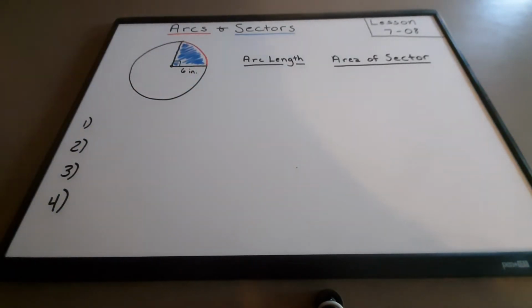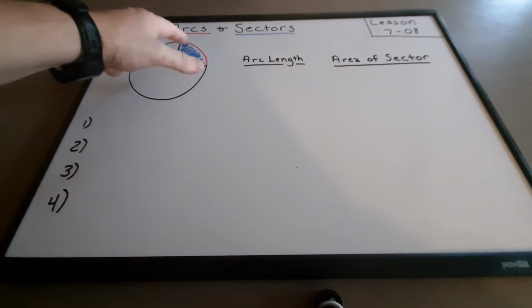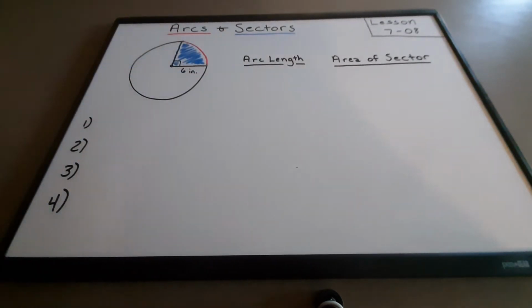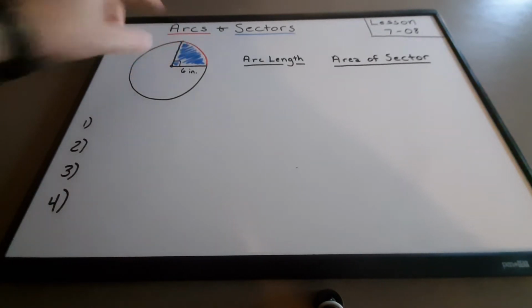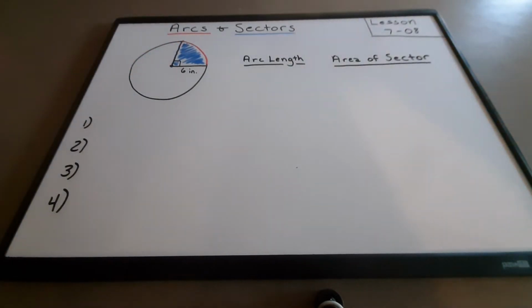A sector is part of the area of the circle. Here I have a blue part of the circle shaded. This is known as a sector. One big thing with a sector is it's kind of like a pizza piece, so it has to come from the center.